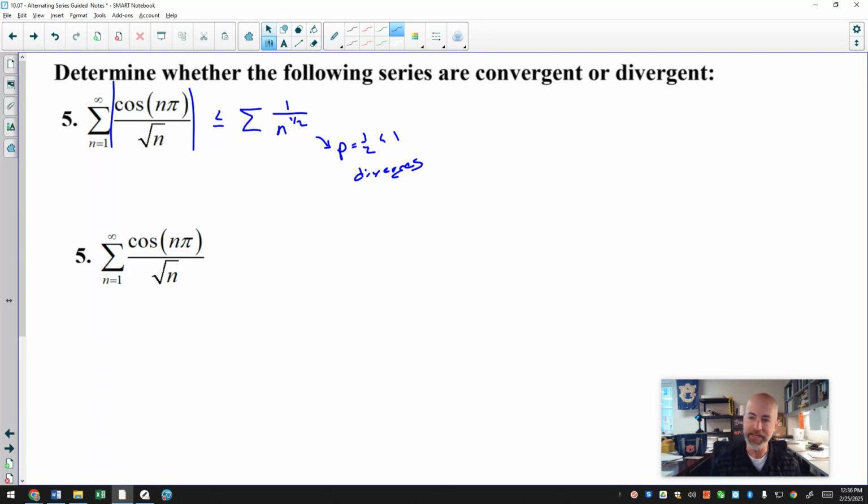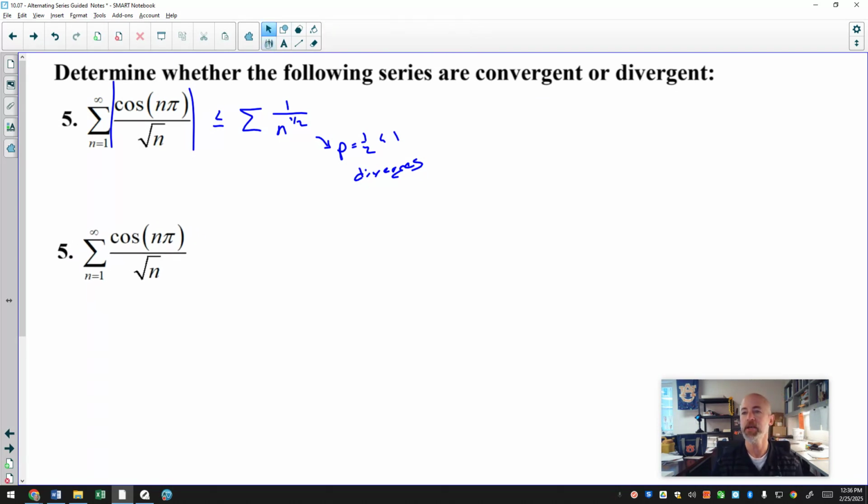But this is a neat series because it doesn't look like it alternates, but when you start plugging in values of n, if you start to expand this, if I plug in 1 for n, cosine of 1 pi, cosine of pi is negative 1 over the square root of 1. And then my next term, if I plug in 2 for n, cosine of 2 pi is positive 1 over the square root of 2.